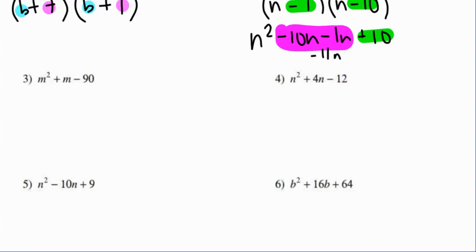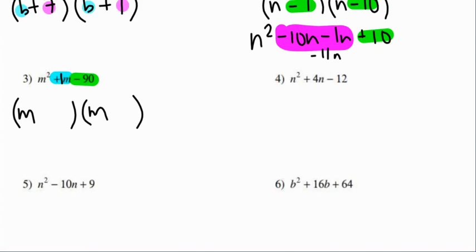Our next one, m squared plus m minus 90. I can set up my parentheses. Can take care of my first term of each binomial, which would be m. Now I need factors of 90 that add up to 1, because remember the coefficient here is 1. So I want to think of two numbers that when multiplied give me 90, but when added or subtracted give me 1.